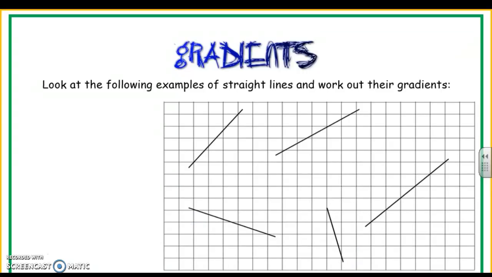Now, there's going to be a worksheet attached for you that I want you to calculate the gradients. You don't need to draw out the lines, you just need to calculate the gradients. So, if we look at this example here, if I start here, I need to find 2 points that are right on that line. So I'm going to count up, 1, 2, 3, 4. And that's my rise. My run is going to be 1, 2, 3. So the slope of this line, the gradient of this line, is going to be 4/3.